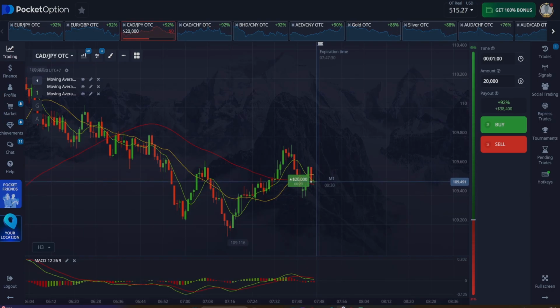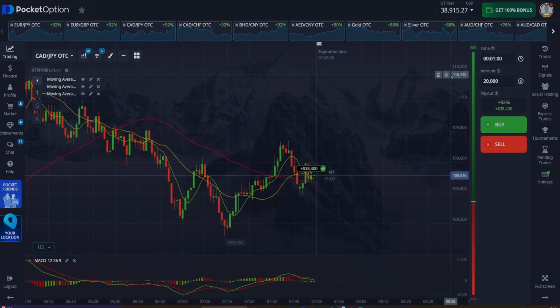Let's see how the market responds. Okay, profit again, guys. Now we can open the market again and look for the next opportunity.